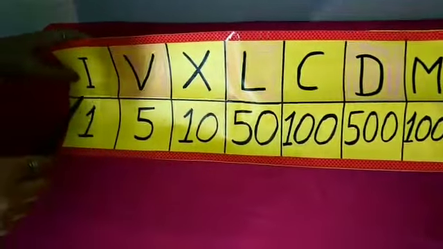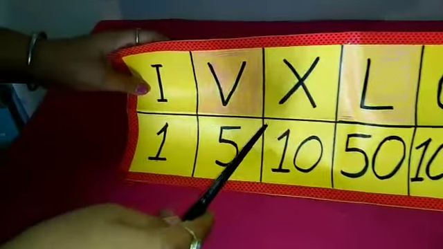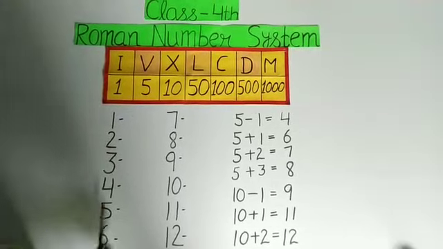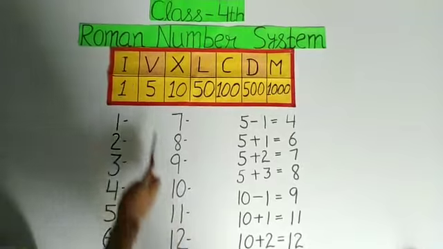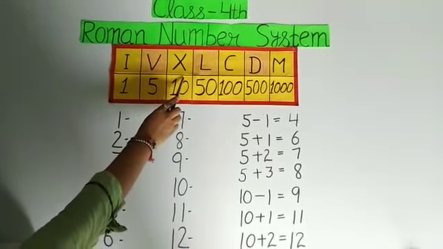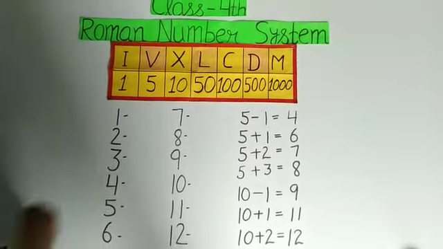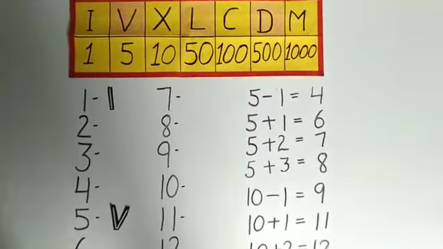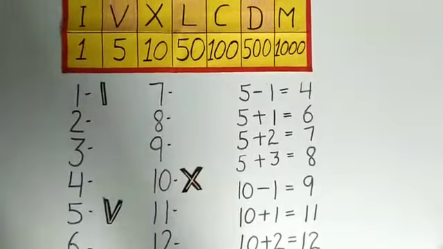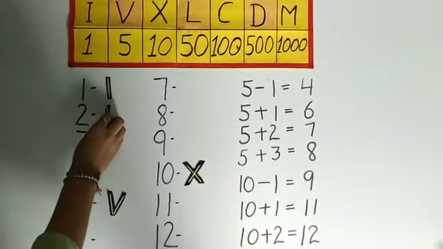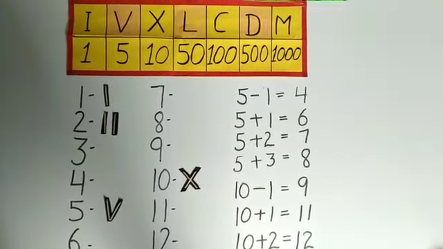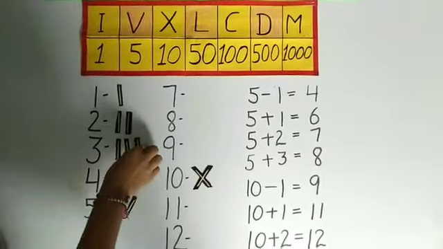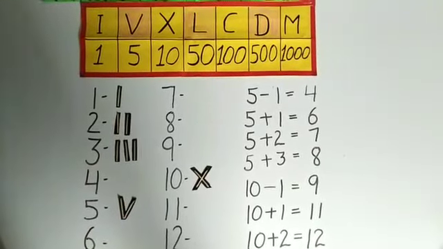So firstly, we will use the first 3 symbols and make the numbers up to 12. To write 1 to 12 in Roman numbers, firstly we use the first 3 standard symbols of the Roman system. As we know, I is equal to 1, V is equal to 5, X is equal to 10. To make 2, we can repeat I 2 times. And to write 3, we can repeat I 3 times. But we can't repeat I more than 3 times.